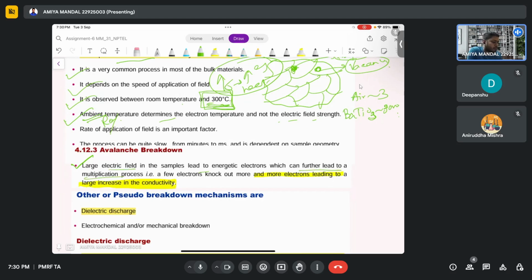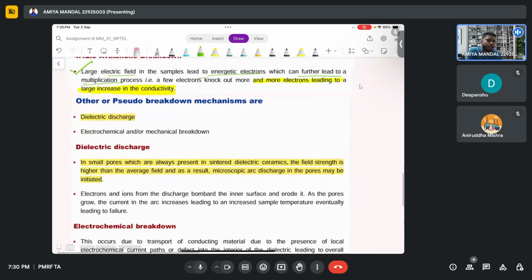Electric field in a sample leads to energetic electrons. And there are other factors also which affect the breakdown mechanism in a material. That is dielectric discharge, okay, and electrochemical and mechanical breakdown also. So they also affect the material. Dielectric discharge. What is dielectric discharge? Small pores, as I have already told you, are always present in a sintered dielectric material.